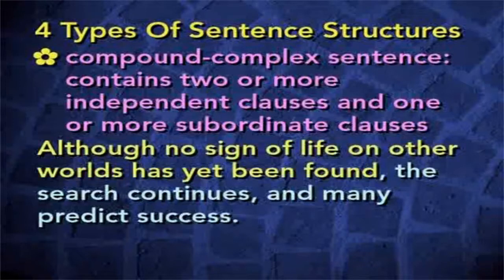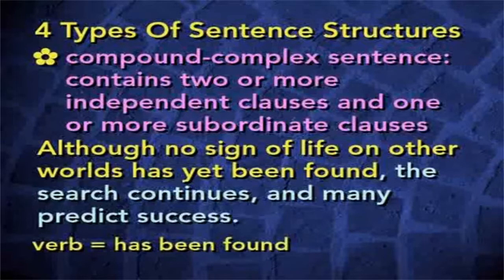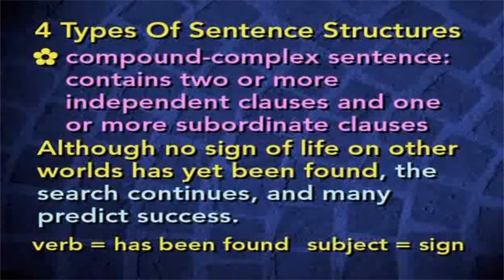The first group of words says, although no sign of life on other worlds has yet been found. This is a clause because it contains a subject and a verb. The verb actually happens to be three words long. Has been found is the complete verb. You need all three words to make up the verb in this case. The word yet, which is stuck in the middle, happens to be an adverb. And adverbs do sometimes interrupt verbs in this way. But that isn't an important detail for right now. The verb is has been found, and the subject is sign. Sign has been found is the heart of this clause.